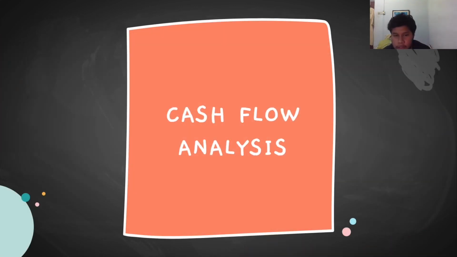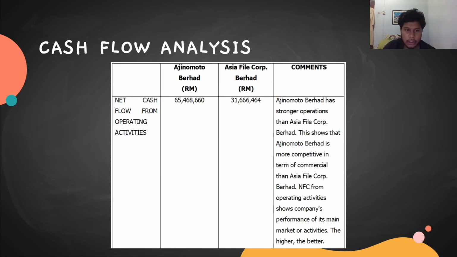Next is the cash flow analysis. The first one is net cash flow from operating activities, which shows the company's performance in its main activities. Ajinomoto Berhad has 65 million in comparison to Ashafa Corp Berhad, which has only 31 million. So we can see that Ajinomoto Berhad has a stronger operation in comparison to Ashafa Corp Berhad.